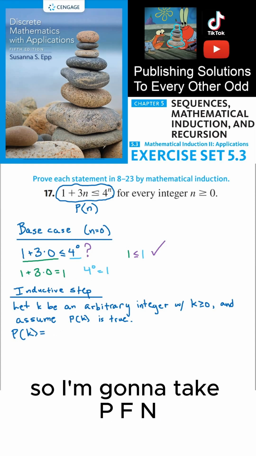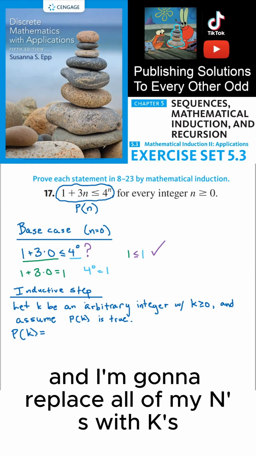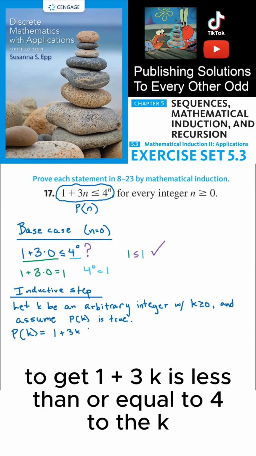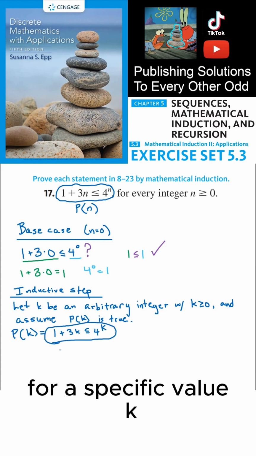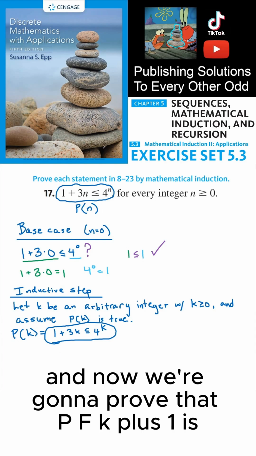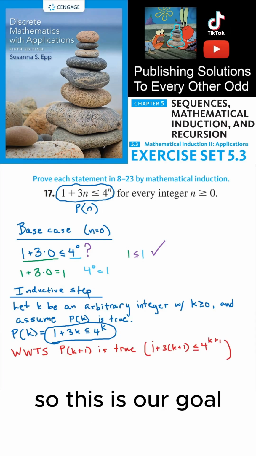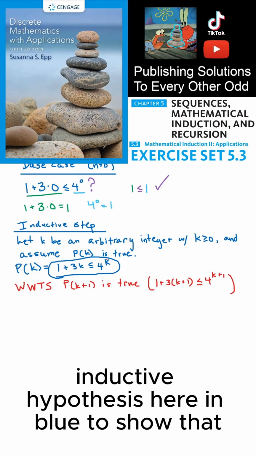So I'm going to take P of n, and I'm going to replace all of my n's with k's to get 1 plus 3k is less than or equal to 4 to the k. We get to assume that this is true for a specific value k. And now we're going to prove that P of k plus 1 is true. So this is our goal. Now we get to use our inductive hypothesis here in blue to show this. But how do we do that?